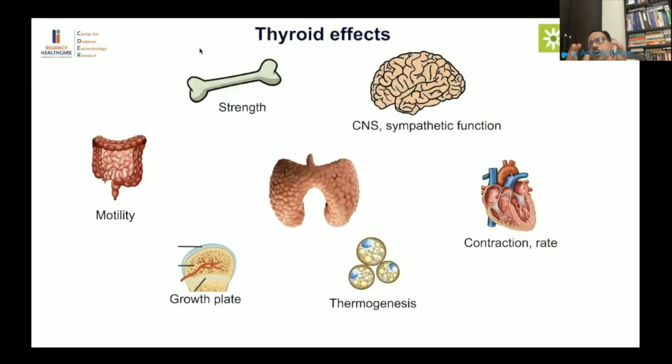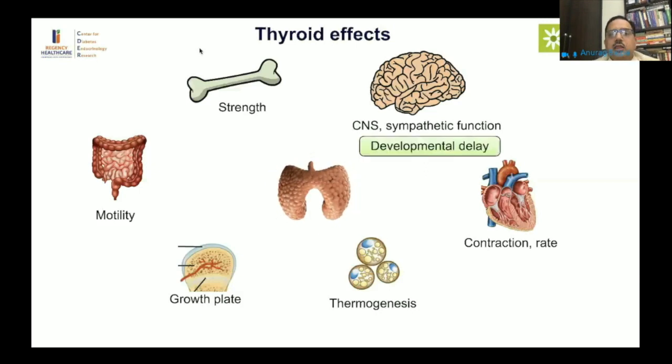So now we have talked about the overall thyroid physiology. We have talked about the causes. What about the effects? So thyroid hormone affects every part of the body, which includes the bone, the brain, the heart, thermogenesis, growth plate, and motility.